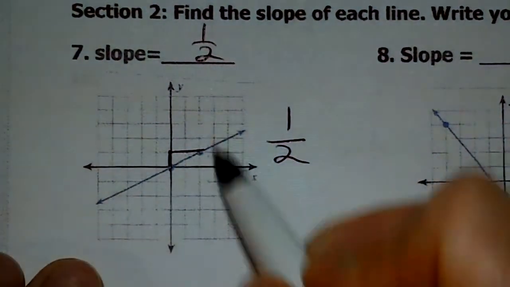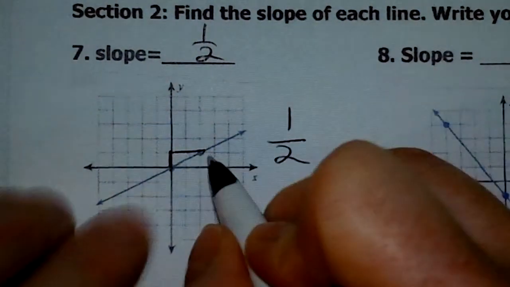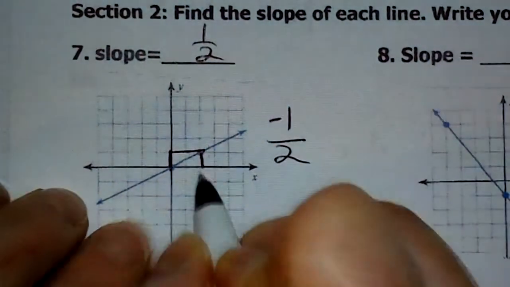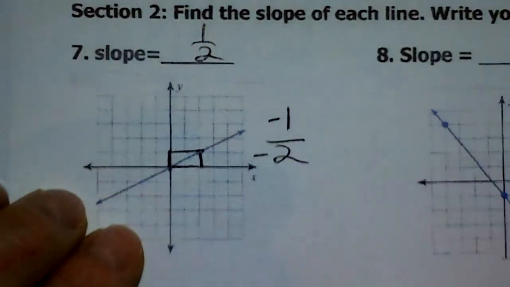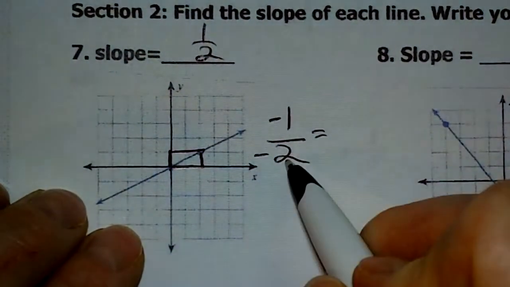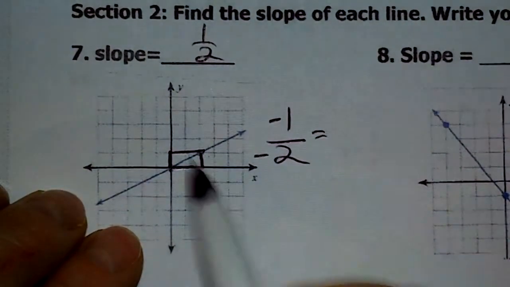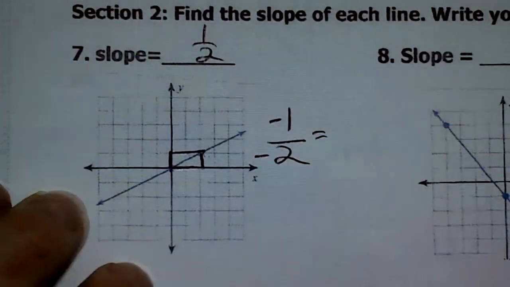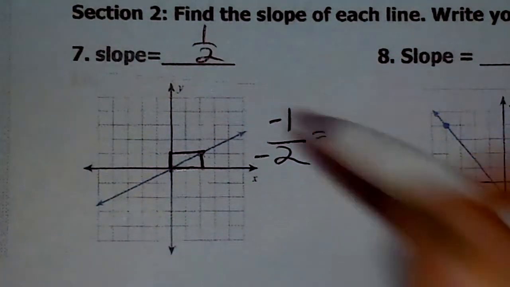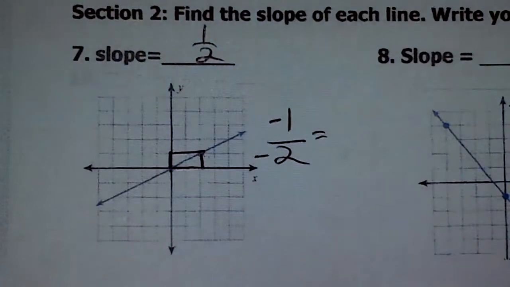If you wanted to go from this point to this point, you would end up going down 1 and left 2. 1/2 is still 1/2, and isn't a negative divided by a negative a positive? Yes, so if you went down 1, left 2, don't leave it as a negative 1 over negative 2. That's not simplest form. Positive 1/2 is simplest form.